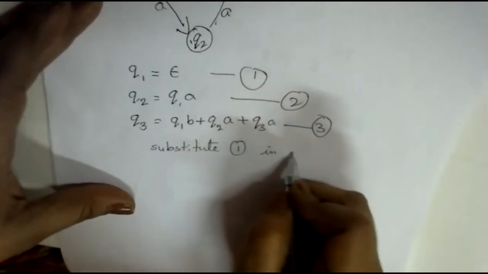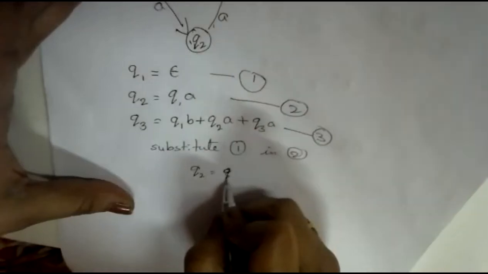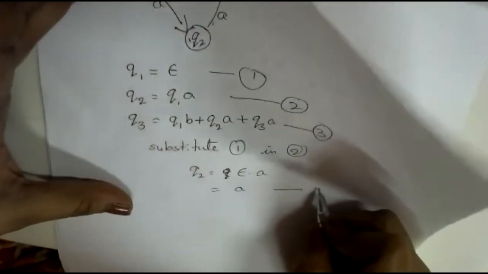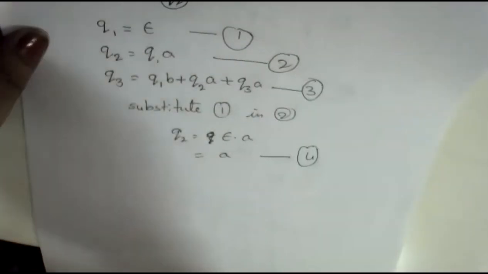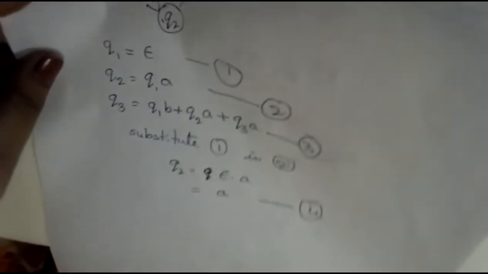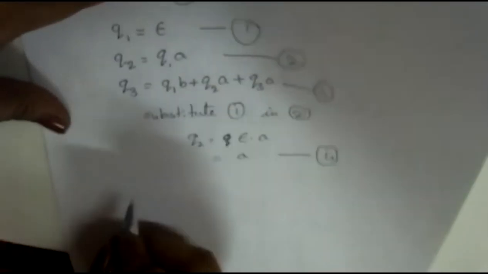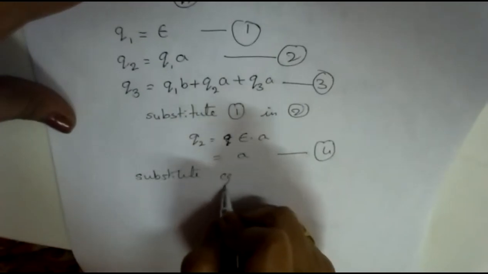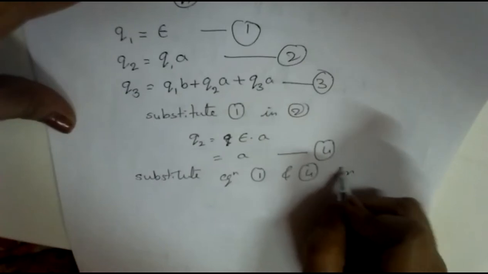Substitute 1 in 2. So what we'll get is Q2 is equal to epsilon A, so that is A. Q2 is A. I'll take this as equation 4. Whatever you said, I think you have taken the same thing, but I have gone one step more. Now we'll substitute equations 1 and 4 in 3.